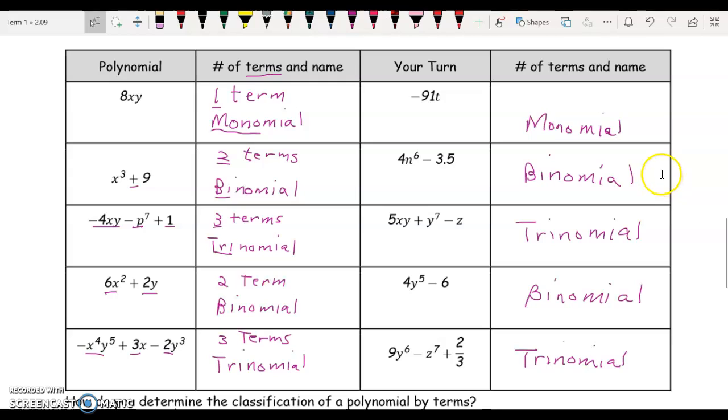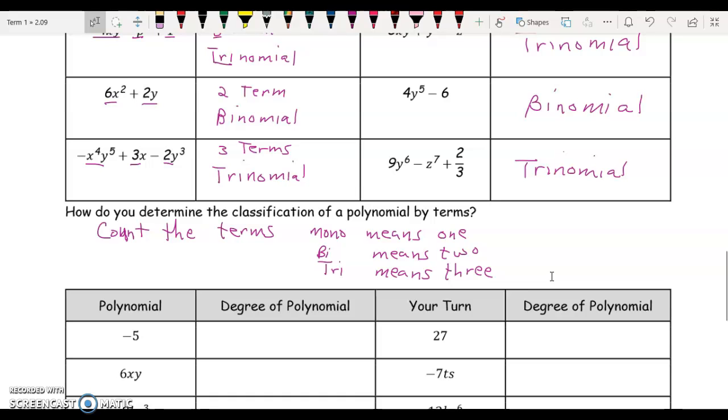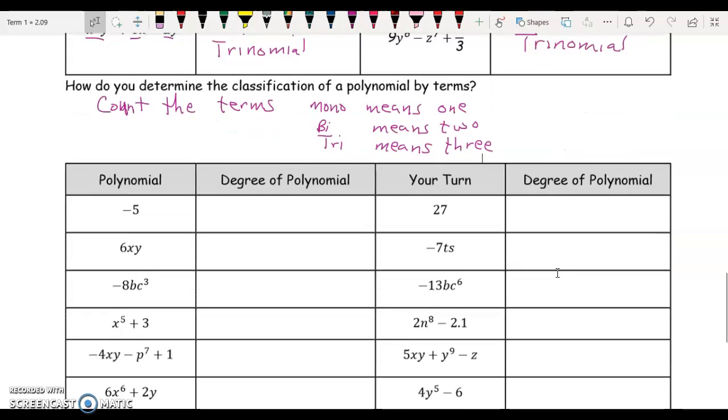Okay, guys, go ahead and take a moment now and check your answers. How did you do in this last column out here? And then how did you answer this question at the bottom? How do you determine the classification of polynomial by its terms? Well, you simply count the number of terms. And remember that terms are separated by addition and subtraction symbols. So there's always going to be one more term than there are addition or subtraction symbols. And then mono means 1, bi means 2, and tri means 3. Okay? So if you need to pause the video and check those, go ahead and do so right now.